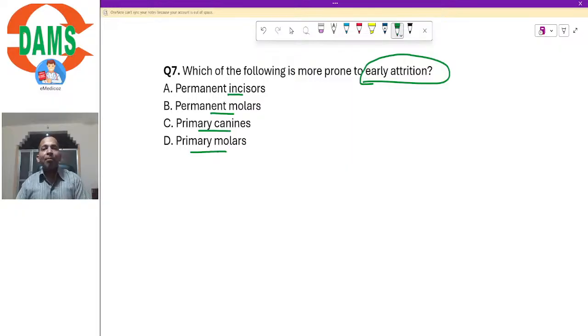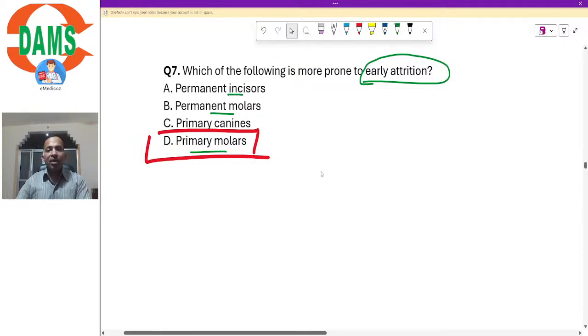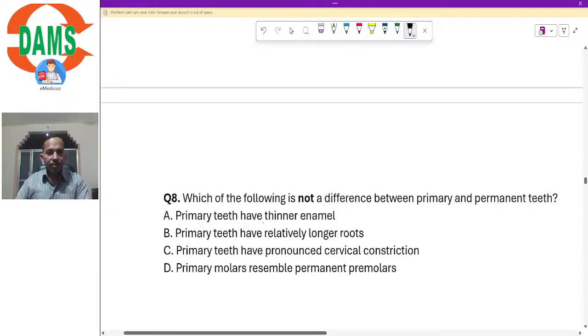Now, when it is a comparison between canines and molars, obviously the occlusal forces are greater on the molars. So, more attrition would be associated with the molars, be it primary or permanent, right? So, in case of permanent teeth, more attrition is seen in the posteriors, isn't it? So, even in primaries, more attrition would be seen in the posteriors.